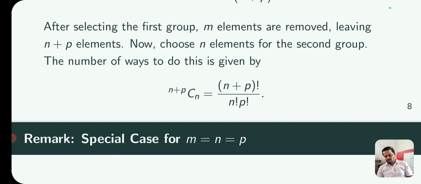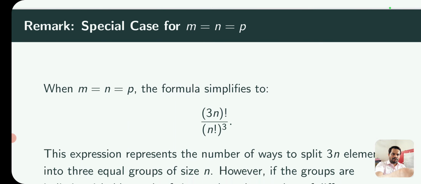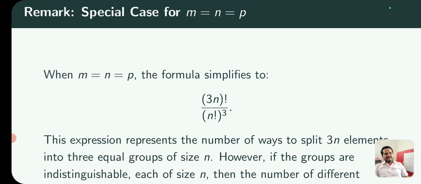Now look at the remark on the above theorem. The special case is if m, n and p are the same, then the formula simplifies to (3n) factorial divided by (n factorial) whole cube. This expression represents the number of ways to split 3n elements into three equal groups of size n. However, if the groups are indistinguishable, each of size n, then what happens? You can divide here by 3 factorial.